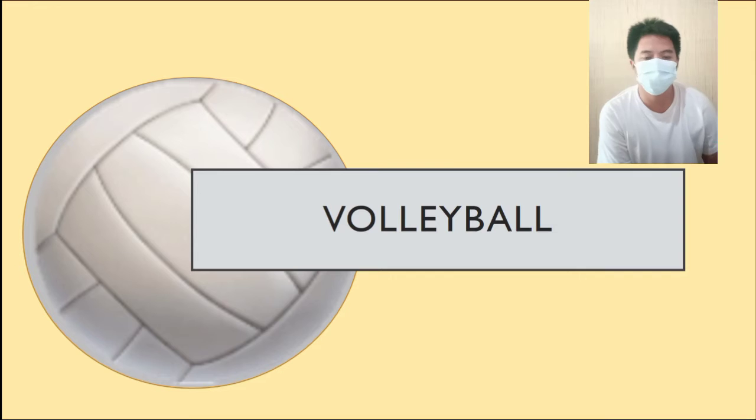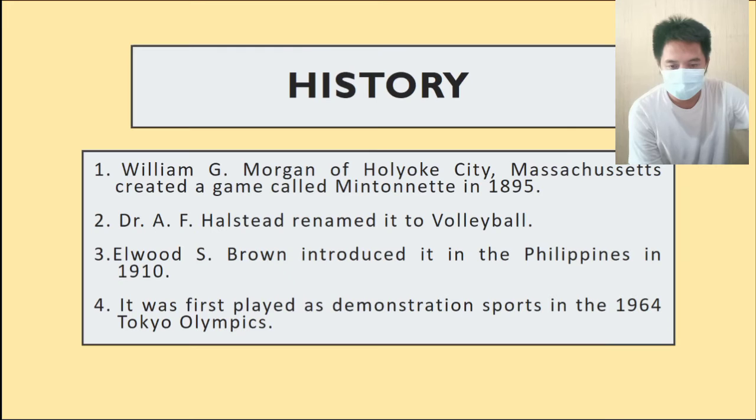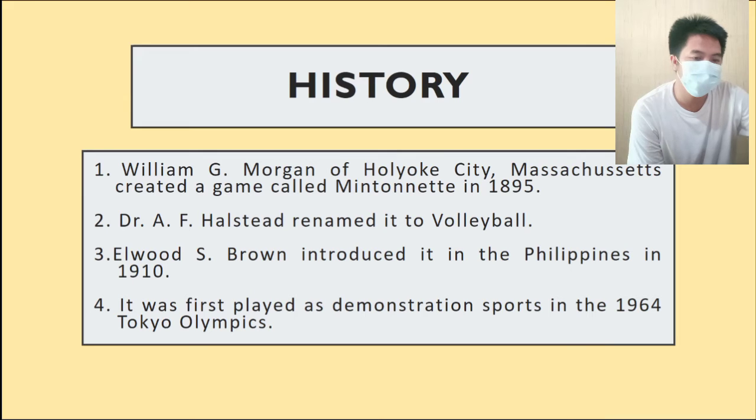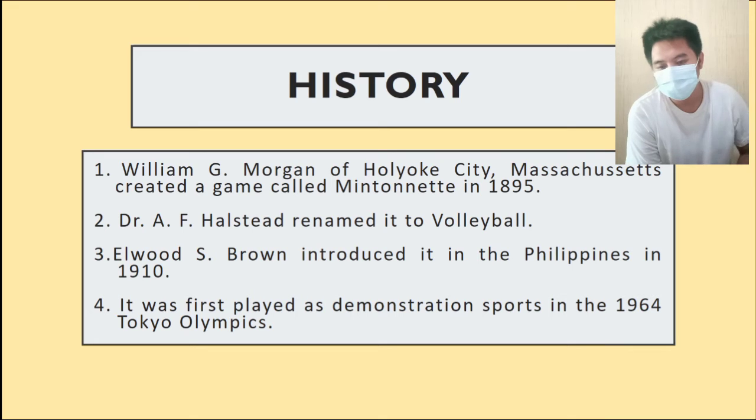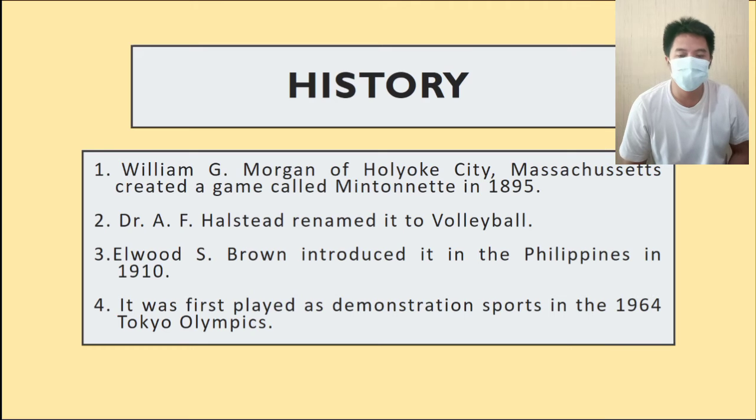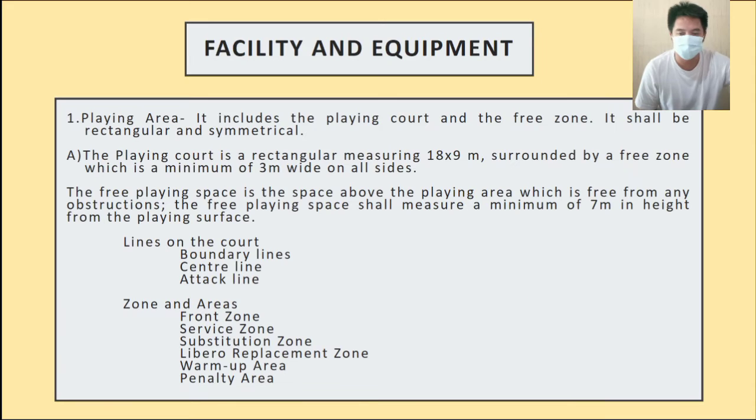Last is volleyball. History. William G. Morgan of Holyoke City, Massachusetts, created a game called Mintonette in 1895. Dr. A. F. Halstead renamed it to volleyball. Elwood S. Brown introduced it in the Philippines in 1910. It was first played as a demonstration sport in the 1964 Tokyo Olympics.